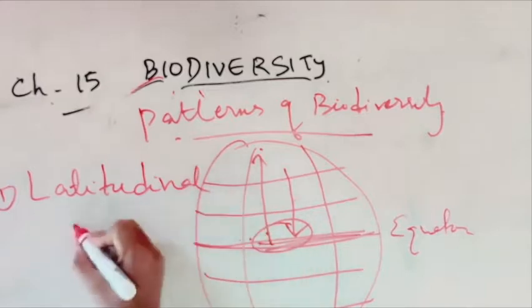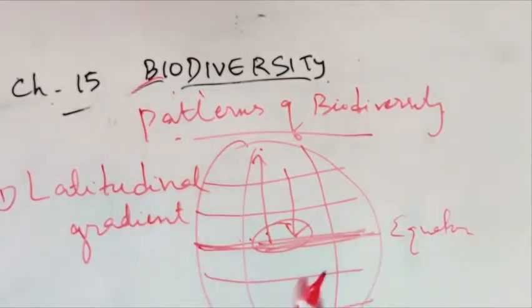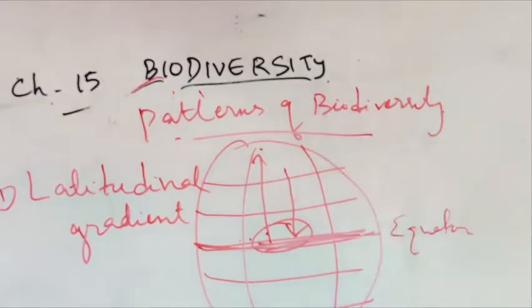Latitudinal gradient. Now you can relate, no? Latitude. Near the equator, there will be more species than in the countries in the northern and southern poles. All right. So why is there? It is a question.